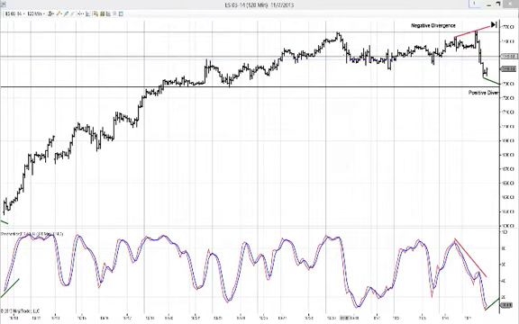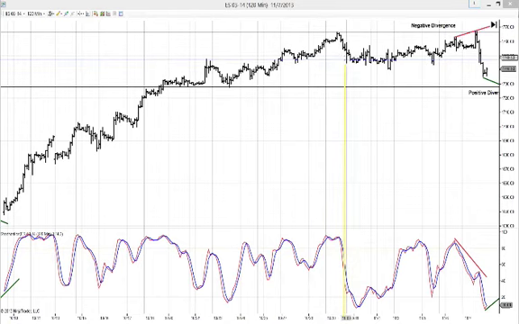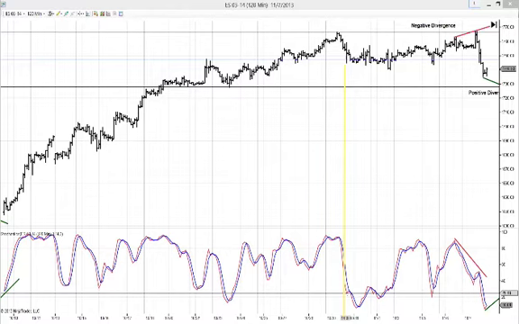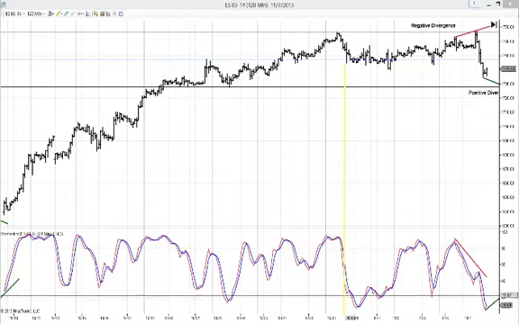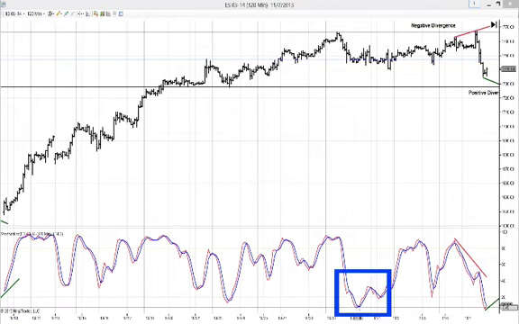Now let's see, is the stochastic going to give us a signal? Well, right here it didn't. It had not yet penetrated the area of oversold, so we wouldn't buy there. The stochastic continues, giving us now the possibility of buying here.